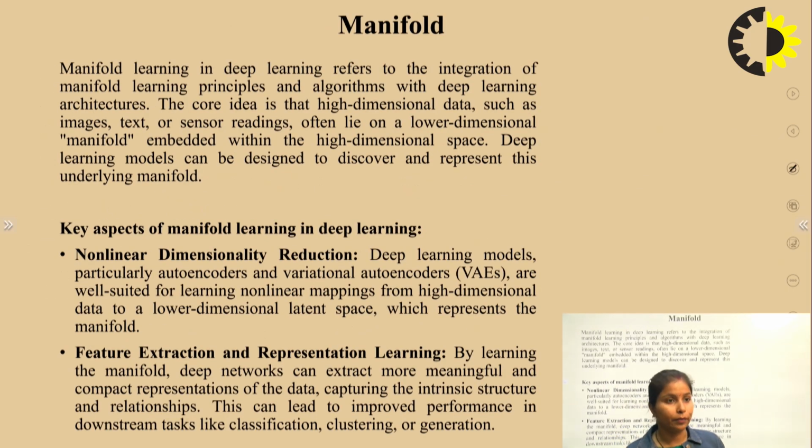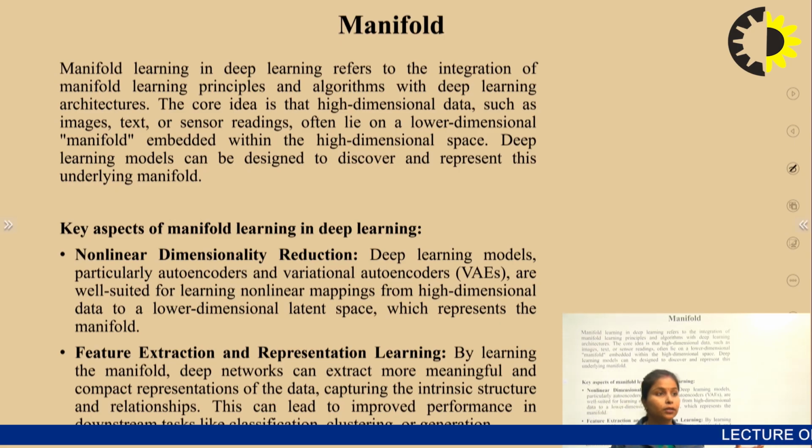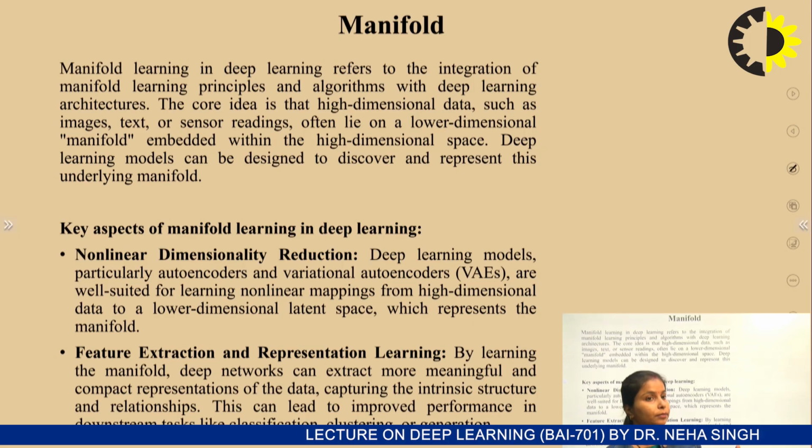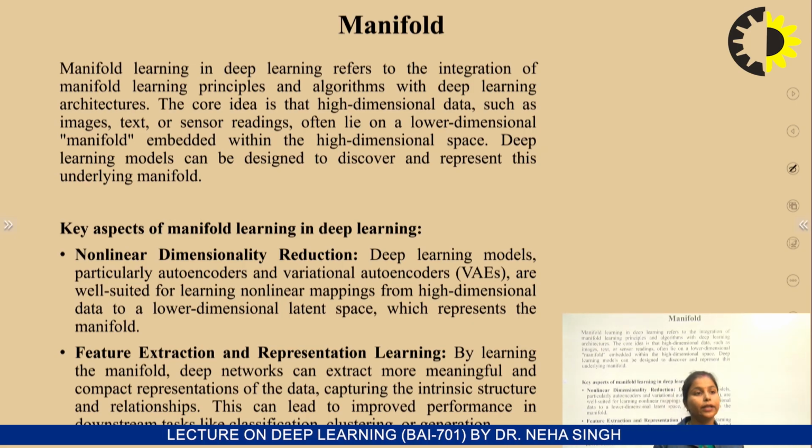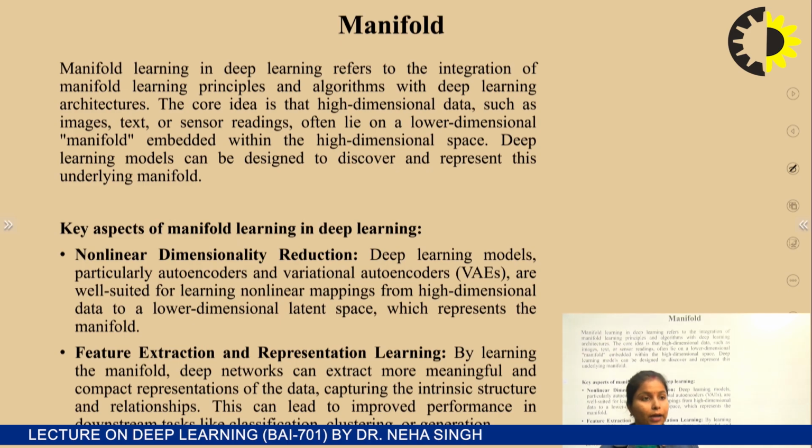Now our next topic is manifold. Manifold in deep learning refers to the integration of manifold learning principles and algorithms with deep learning architectures. The core idea is that high dimensional data such as images, text, and sensor readings often lie on a low dimensional manifold embedded within the high dimensional space. So deep learning models can be designed to discover and represent the underlying manifolds. The key aspect of manifolds in deep learning is non-linear dimensionality reduction. Deep learning models, particularly autoencoders, are well suited for learning non-linear mappings from high dimensional data to a lower dimensional space, which represents the manifold.